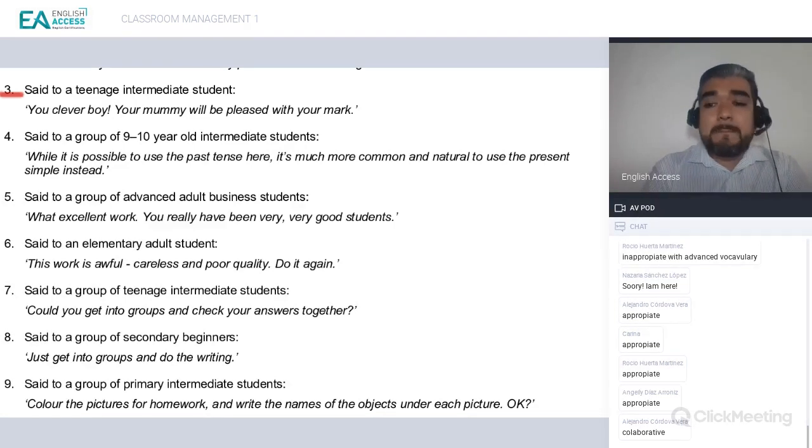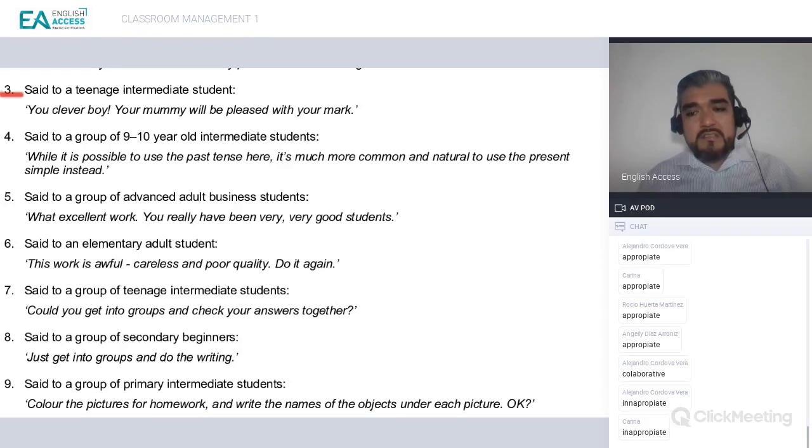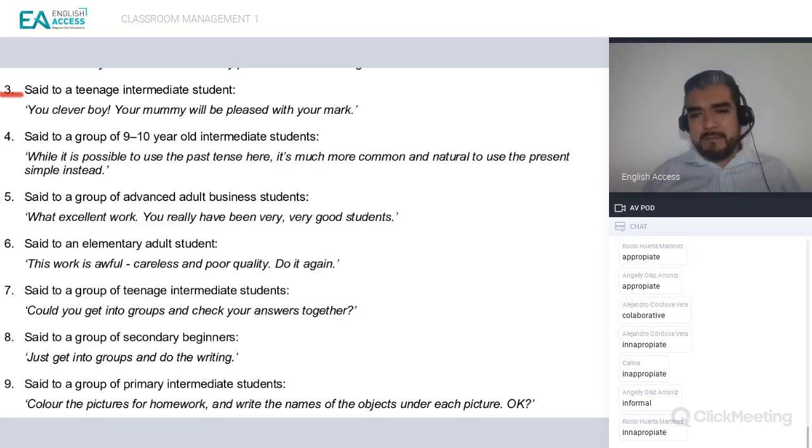Said to a group of secondary beginners, just get into groups and do the writing. What do you think? They are beginners, right? Yeah, it's very inappropriate. The language is okay. Probably they understand the language. The problem, right, is that the instructions are not clear and the language is very informal. Just get into groups, do the writing. Students are like, what? Who am I going to work with? What am I going to write about? The instructions have to be more explicit for your students, especially for beginner students. And of course, you would like to try more formal language.